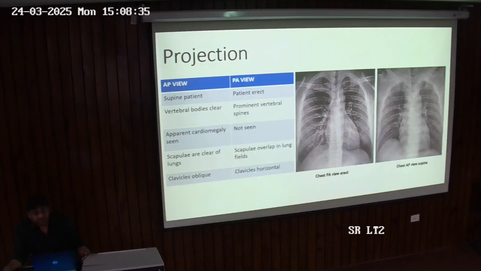In the AP view the patient is supine; in the PA view the patient is erect. Vertebral bodies are clear in the AP view, with prominent vertebral spines only. There is apparent cardiomegaly in the AP view that is not real. So in an AP view we should never comment on the cardiac shadow.